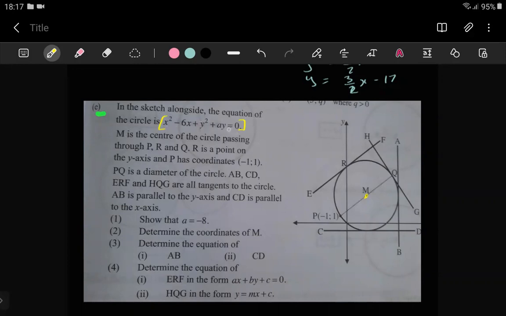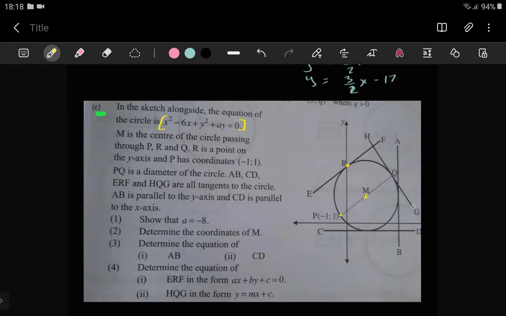This is the equation of the circle. Can you see it's not in standard form? However, they said M is the center of the circle passing through these coordinates here. Then it says R is a point on the y-axis, and P has these coordinates, and they said PQ is the diameter of the circle.